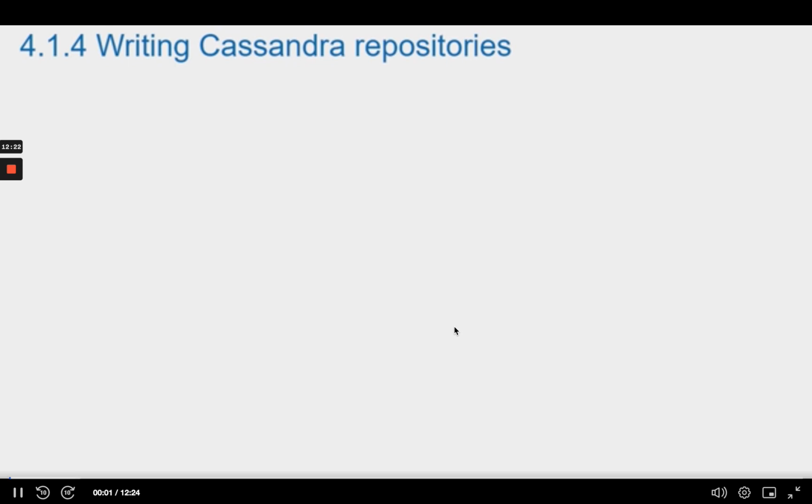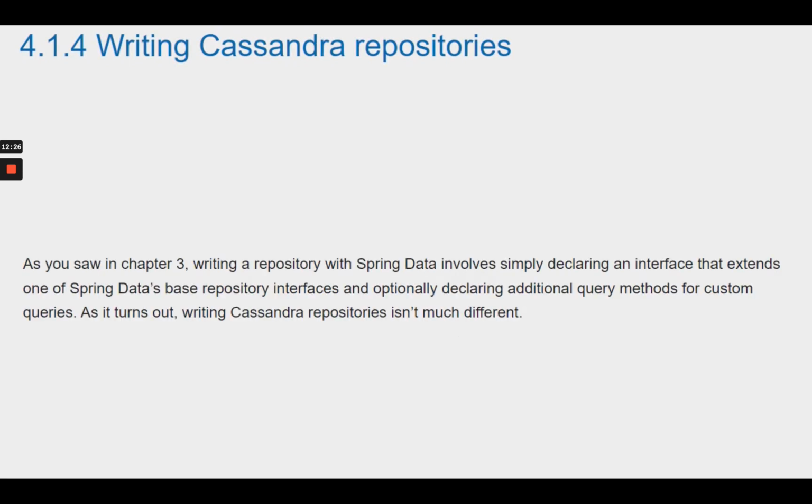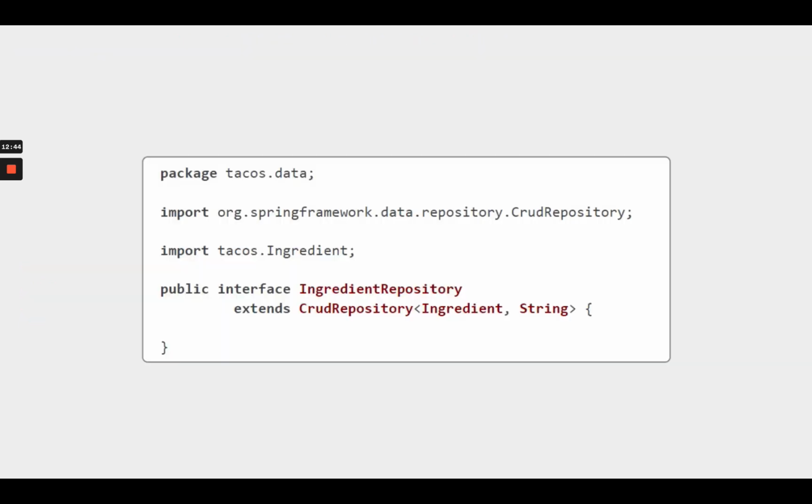Section 4.1.4 Writing Cassandra Repositories. As you saw in Chapter 3, writing a repository with Spring Data involves simply declaring an interface that extends one of Spring Data's base repository interfaces and optionally declaring additional query methods for custom queries. As it turns out, writing Cassandra repositories isn't much different.